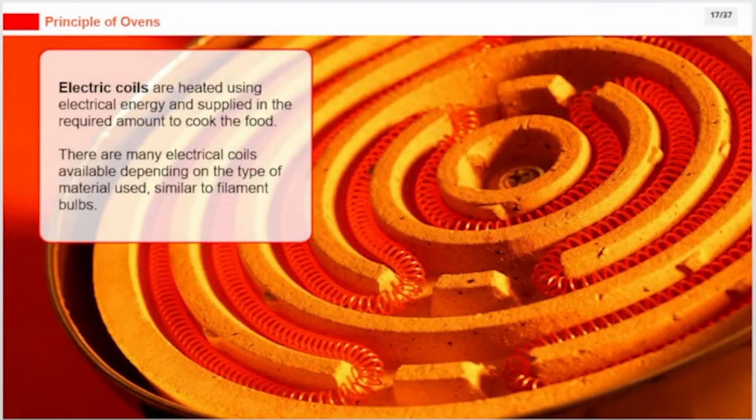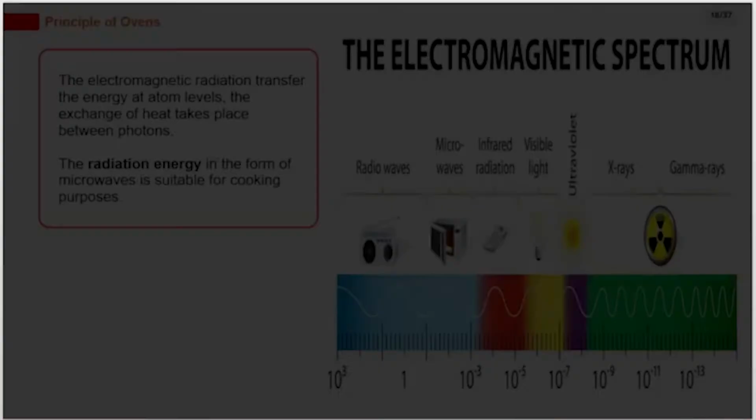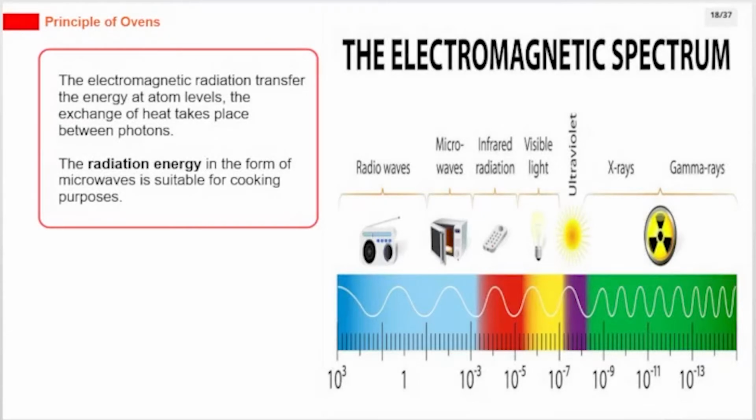Electric coils are heated using electrical energy and supplied in the required amount to cook the food. There are many electrical coils available depending on the type of material used, similar to filament bulbs. The electromagnetic radiation transfers the energy at atom levels. The exchange of heat takes place between photons. The radiation energy in the form of microwaves is suitable for cooking purposes.